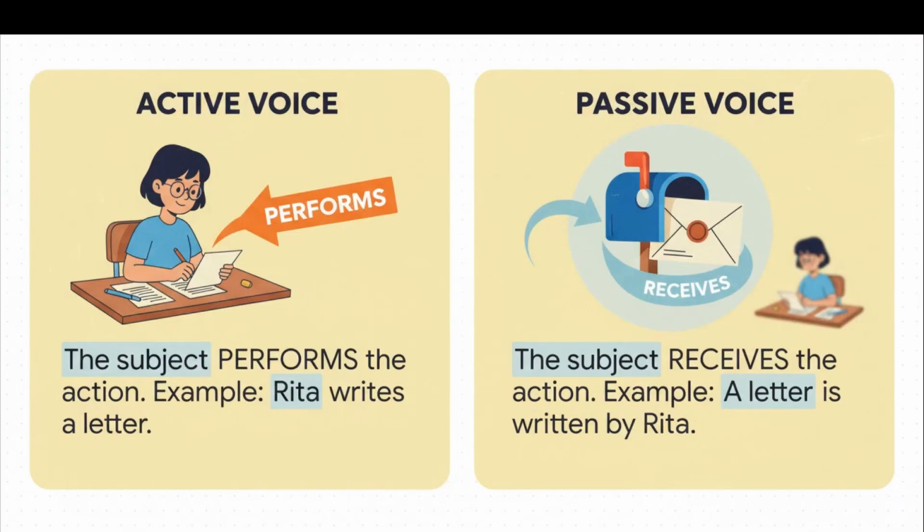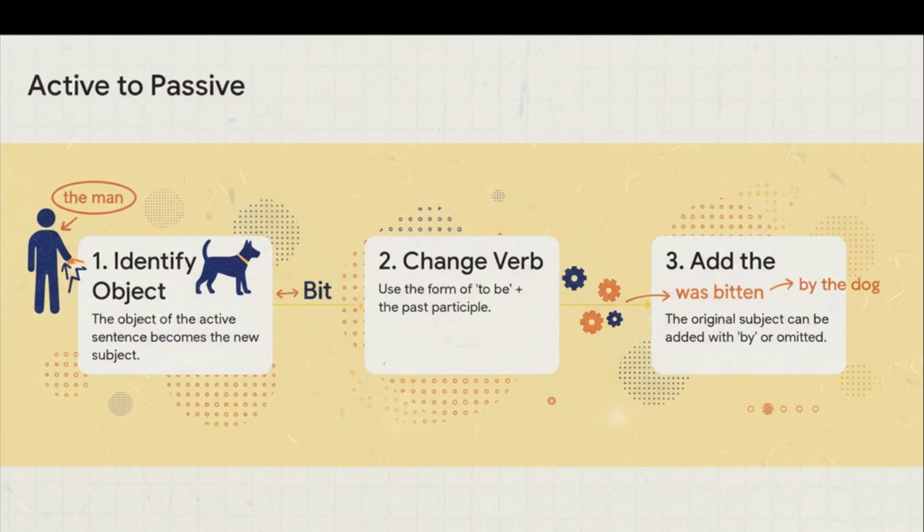So take a look. On one side, you've got the active voice. Rita is the subject, and she's the one doing the writing. Simple. But then, poof, on the other side, a letter is now the subject. The letter isn't doing a thing, right? It's just sitting there, receiving the action. That's the switcheroo.